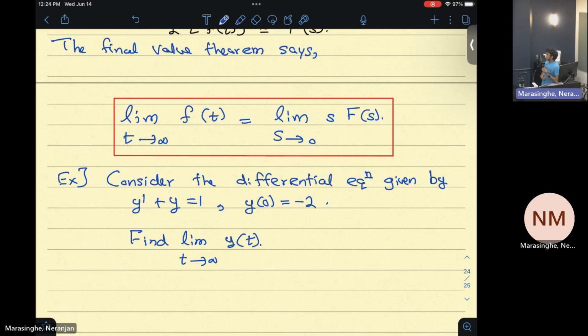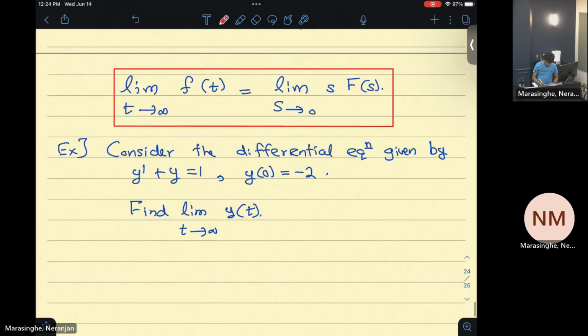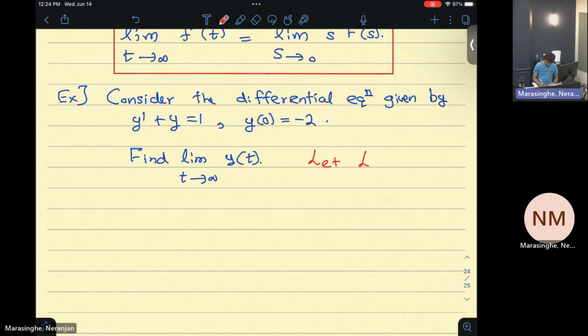So what does the final value theorem say? Now you have a system, and if you can find the Laplace transform of y, let the Laplace transform of y(t) be equal to capital Y(s). To use the final value theorem, we need the Laplace transform of y. That means we need Y(s). Let's try to find Y(s).